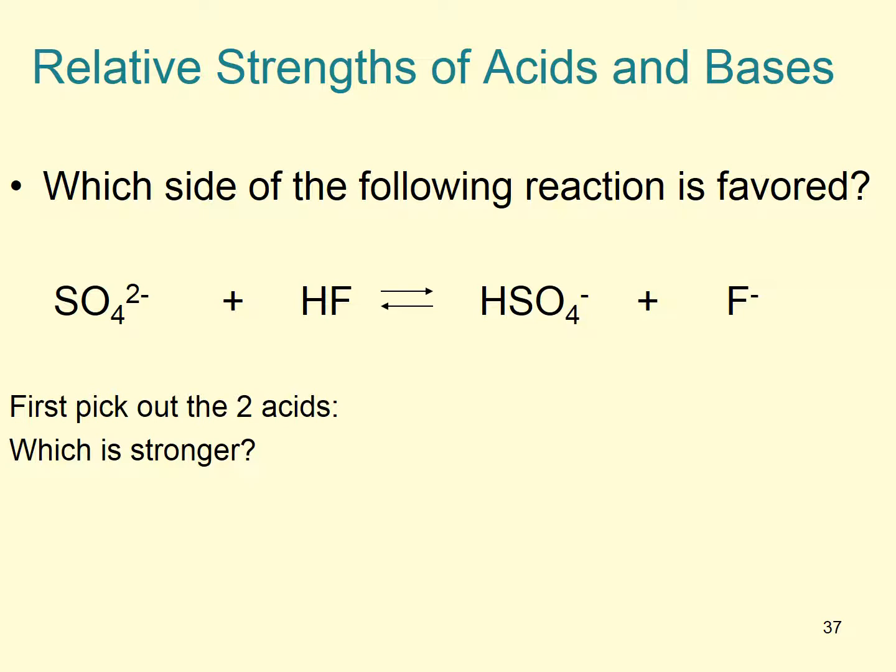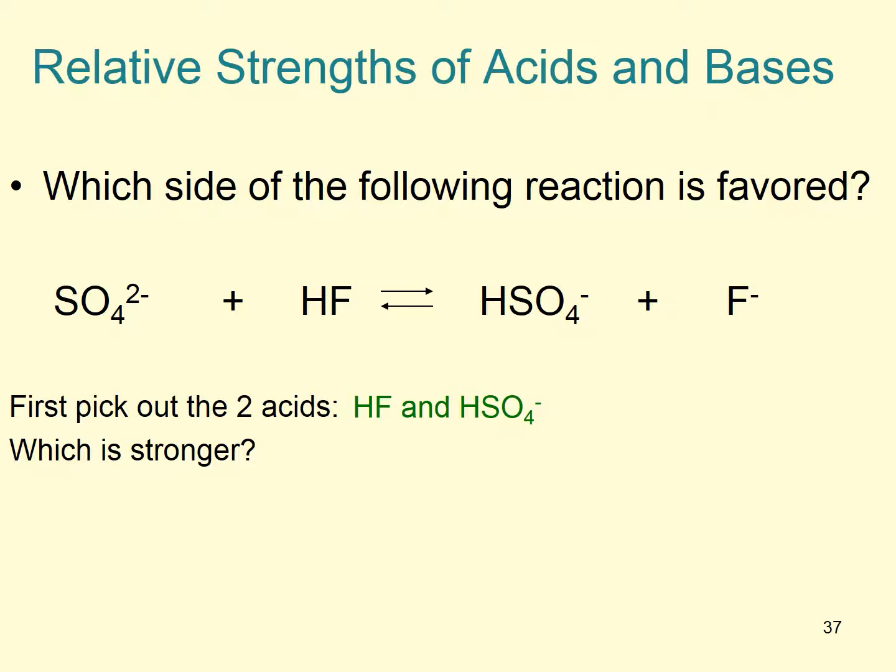So if we want to look at this reaction, SO4 2- plus HF gives us HSO4 negative and F negative. All right, so which side is favored, the left or the right? Well, we know it's going to go toward the weaker acid. So the first thing we want to do is pick out the 2 acids. Clearly HF is the acid on the left, and HSO4 negative is the acid on the right.